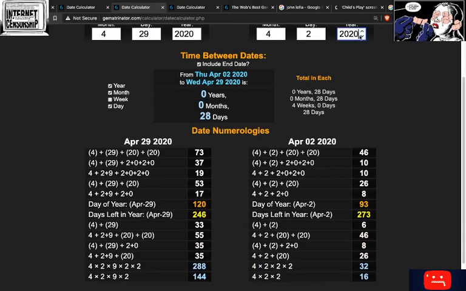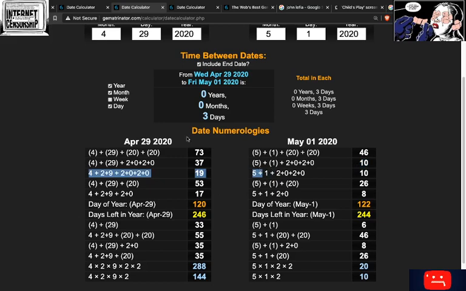Oops, hold on. I'm seeing the story today, May 3rd. 5 plus 3 plus 2 plus 0 is 10. They put it out in the news yesterday, May 2nd, or even May 1st. May 1st has the 10 date numerology. Unreal. Unbelievable.